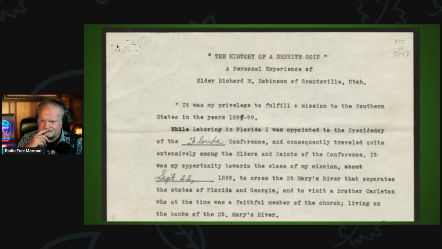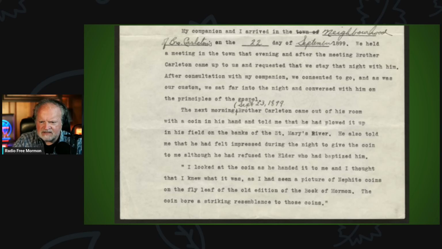Now, I do not know why it is that for Florida and September 22nd, they have blanks that are put into this. Maybe he couldn't remember what it was at the time he's making this, and he has to leave blanks and he filled them in later. It's a little bit odd, but that's what it looks like.